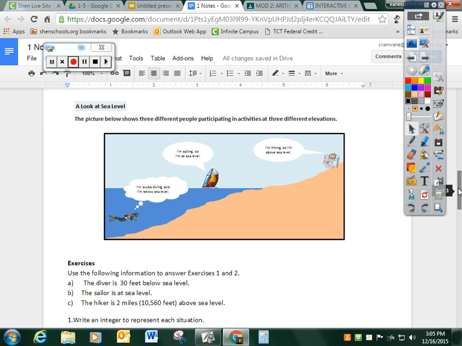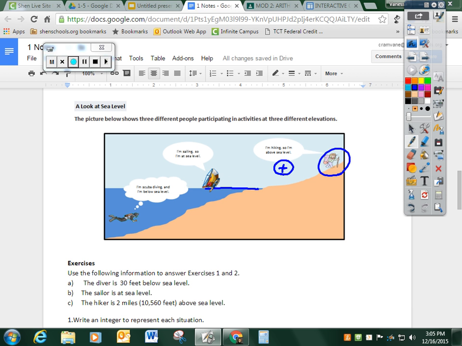It gives us a picture and it describes some scenarios to you. The picture below shows 3 different people participating in activities at 3 different elevations. So we've got the hiker here. He's above sea level. He is going up from sea level, which is right here. So this is going to be in the positive range.